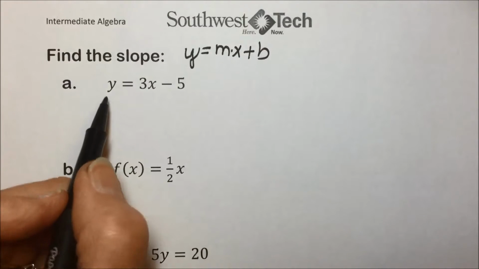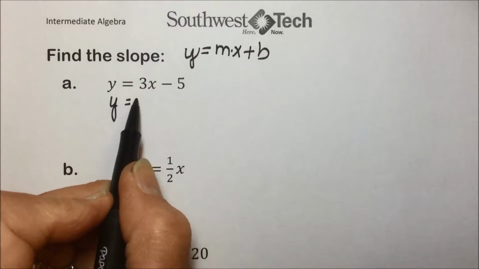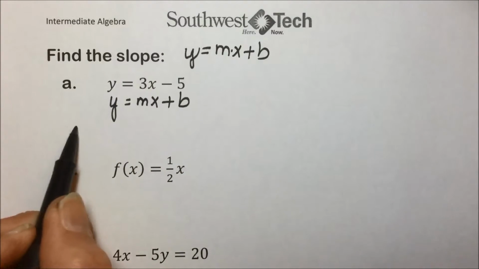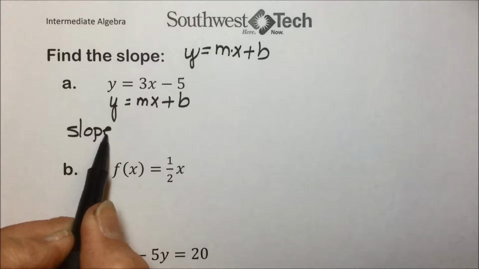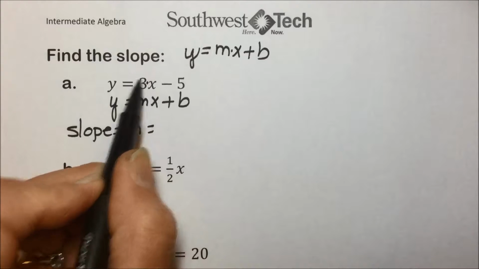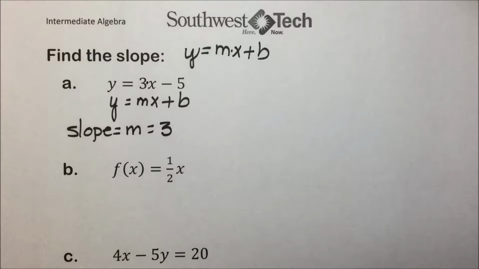This first example is in the form of y by itself equals something times x plus b, and to find the slope, which is the value of m, all we need to do is read the coefficient of x, which is 3, and we're done.